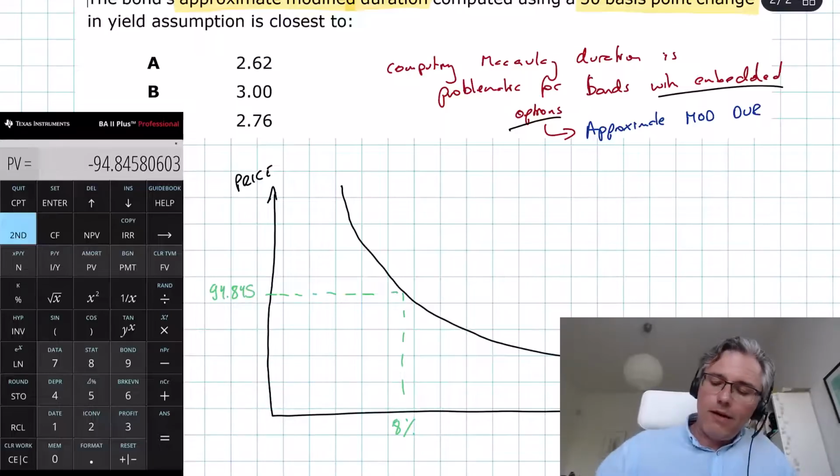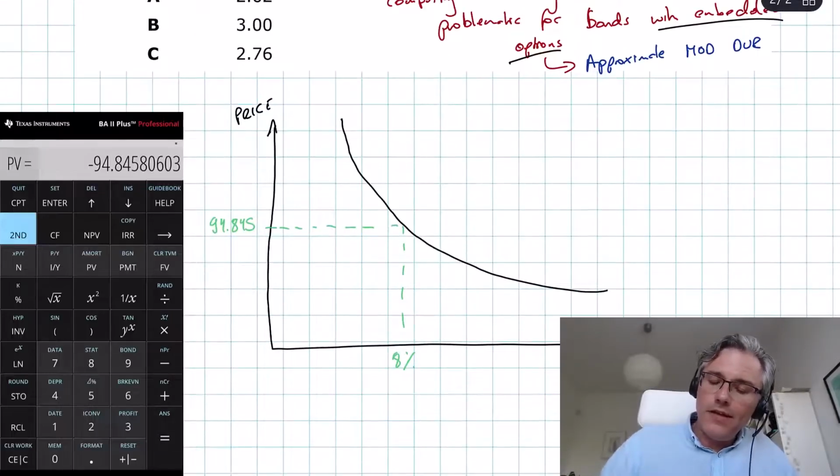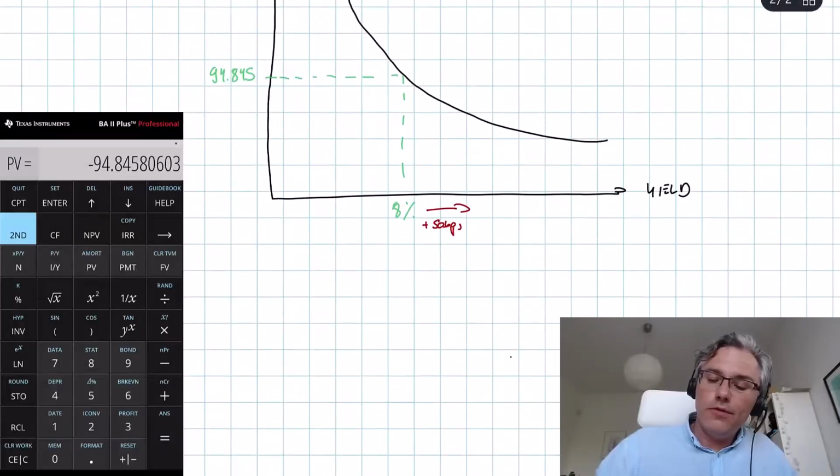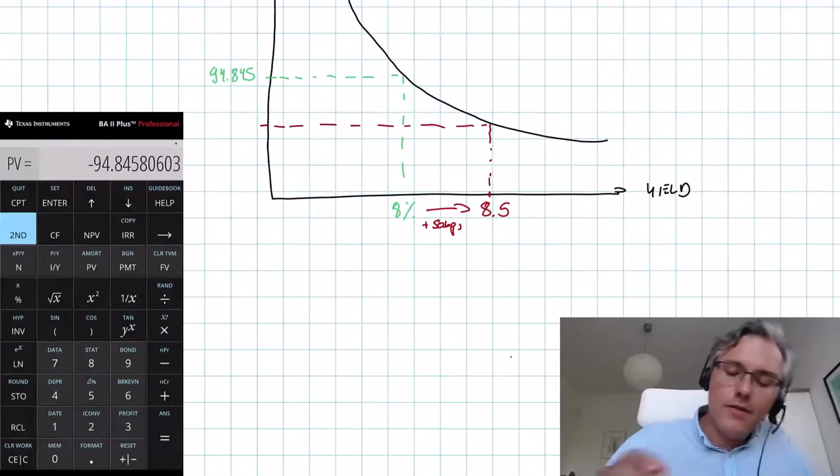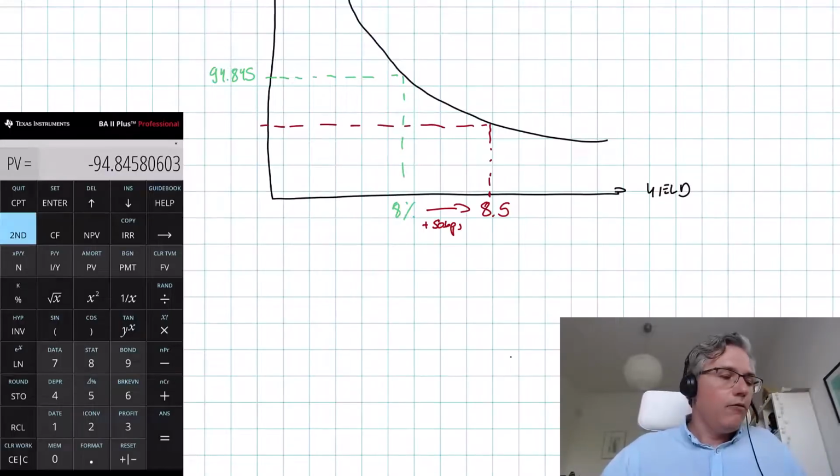Okay, let's think about what would happen if yields went up a notch by 50 basis points. So they would go up to a fresh level of 8.5. Now on my chart that looks very extreme, but it's probably not as extreme as I'm making it out to be. Well, let's recompute the price.